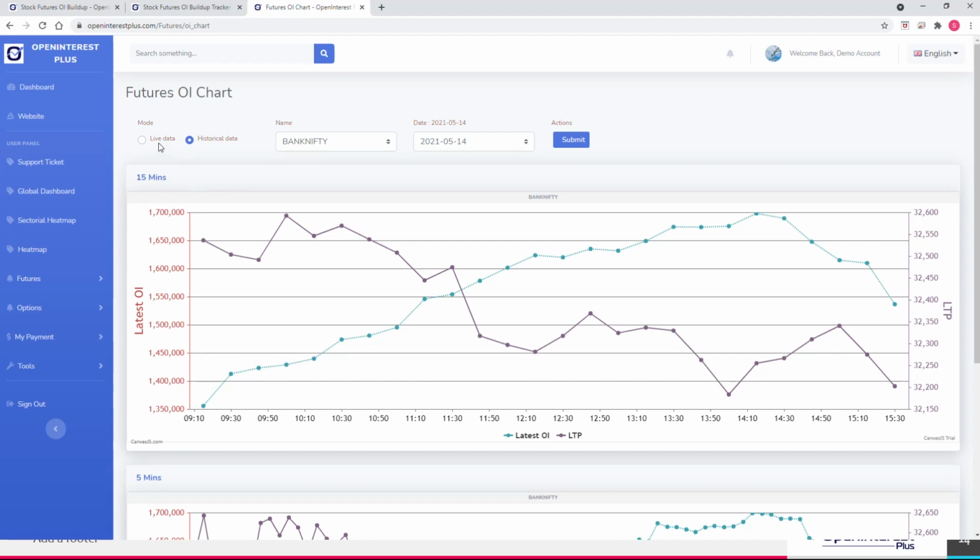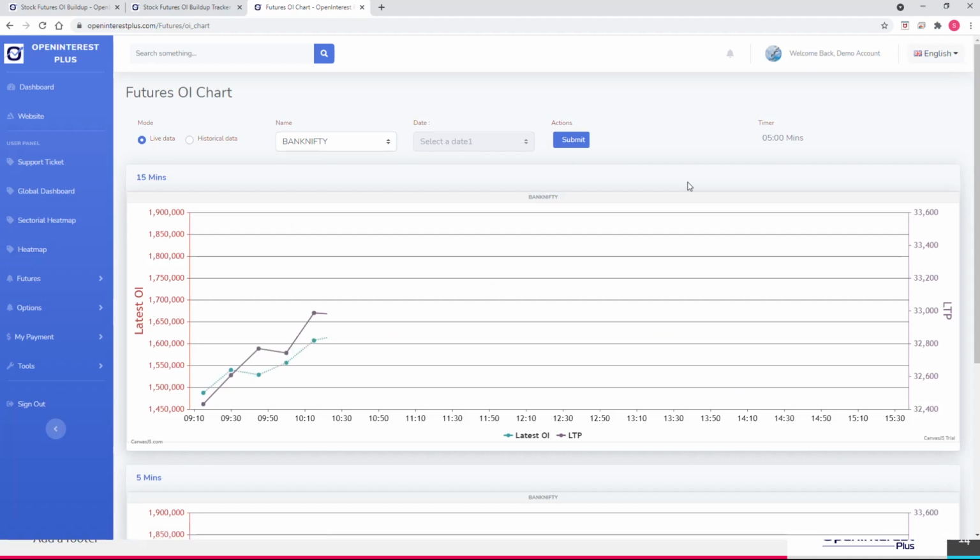If you again want to switch to live, you will have to click on live, and then click on submit. You will be able to see the data.